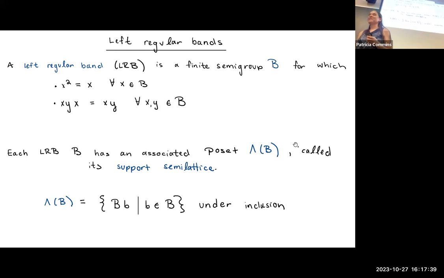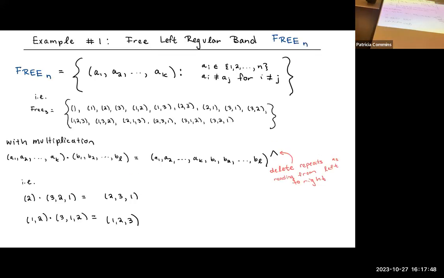The left principal ideals of some semigroup, ordered under inclusion. Okay, so the first example is kind of like the simplest LRB you can find. It's called the free LRB.